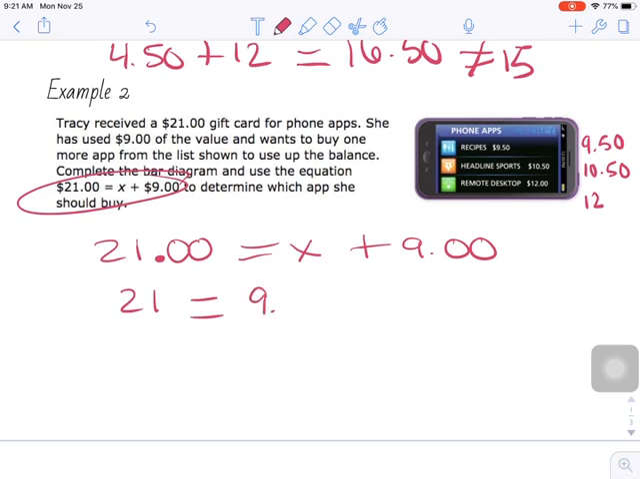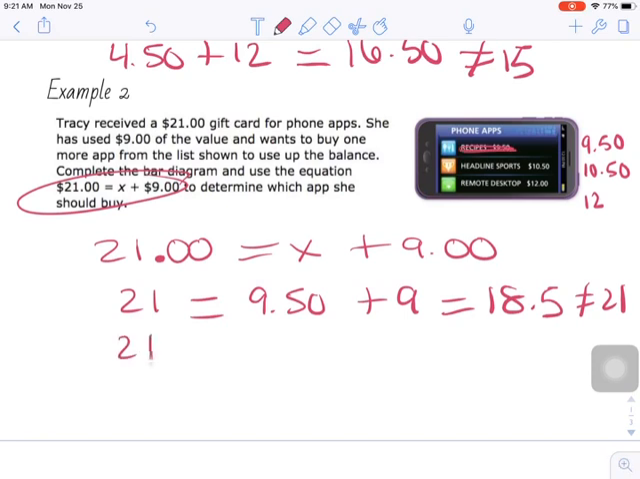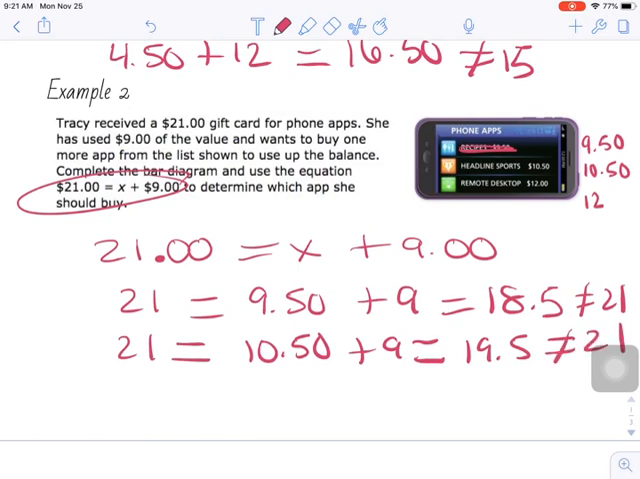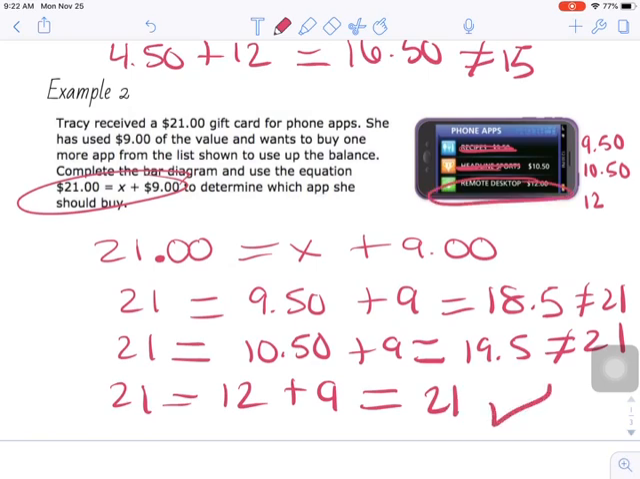So my first x is 9.50 plus 9, and when I add those up, I get 18.50, which we know is not equal to 21, so that's not an option. Second one, I have 21 is equal to 10.50. I'm substituting in 10.50 for x plus 9, and that's equal to 19.50, which again is too small, not equal to 21 yet. So let's try our last one. Remote Desktop. So we have $12 plus $9, and that is equal to 21. So our Remote Desktop is our only option there.